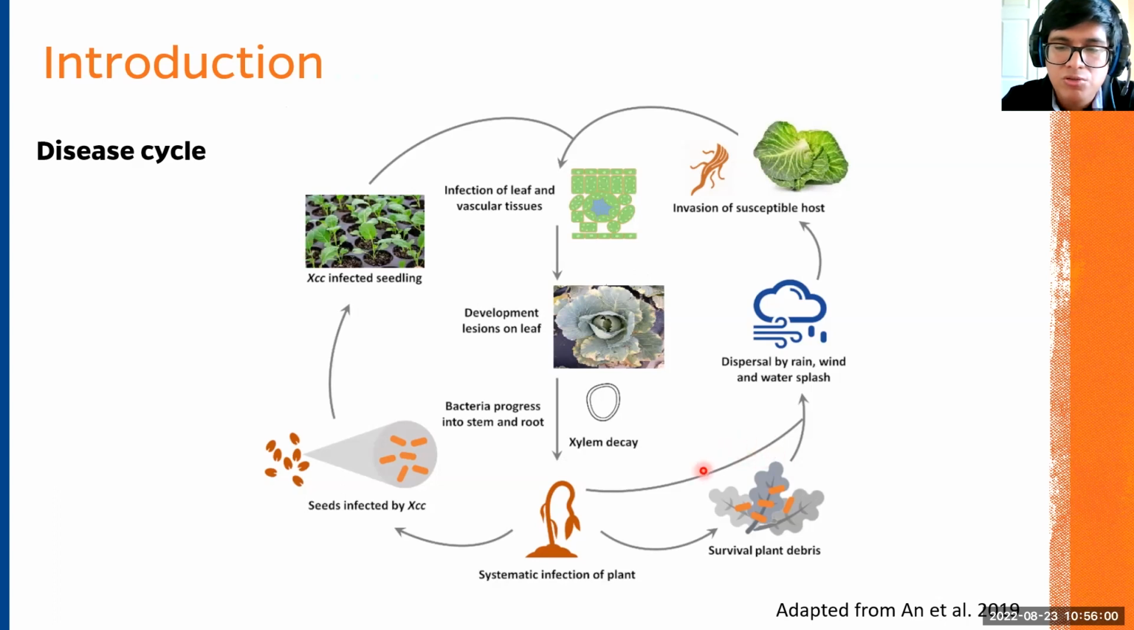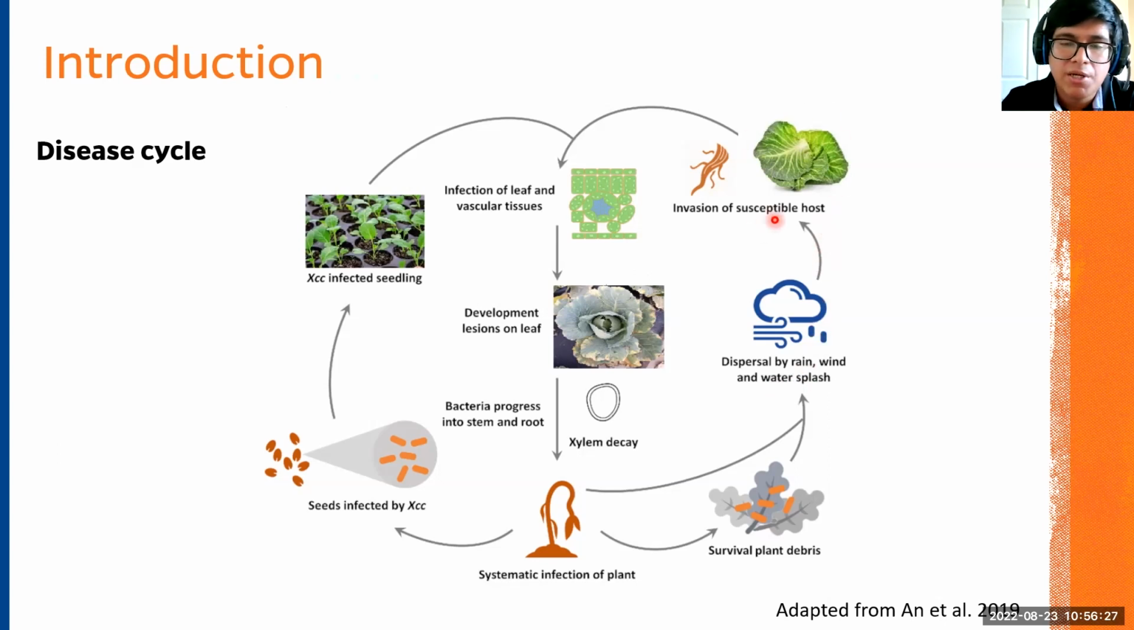Another important source of inoculum is that the bacteria survive in plant debris. Research has concluded that XCC can survive in brassica debris for at least 2 years. And when the environment is conducive, dispersal by rain and wind, and also water splash, can take this bacteria to our susceptible host.